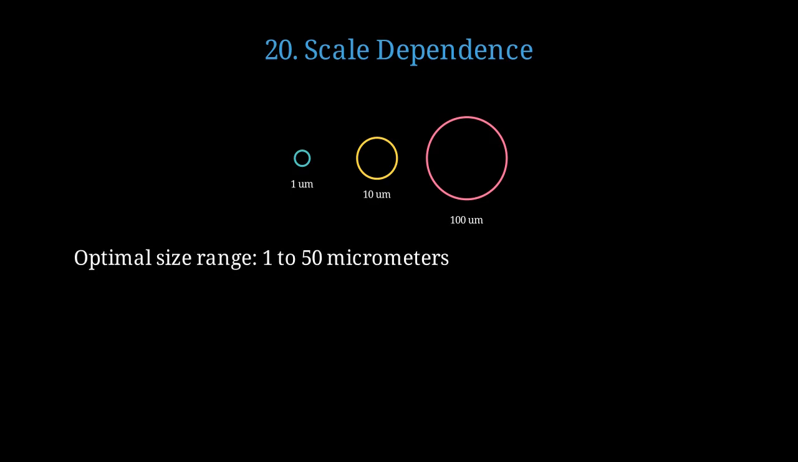The effectiveness of microlightning depends critically on droplet size. Here are droplets at 3 different scales: 1 micrometer, 10 micrometers, and 100 micrometers in diameter. The optimal size range for observing microlightning is from 1 to 50 micrometers. In conclusion, microlightning in water sprays can generate significant amounts of charge and produce light, with potential applications in chemistry and our understanding of the origins of life on Earth.